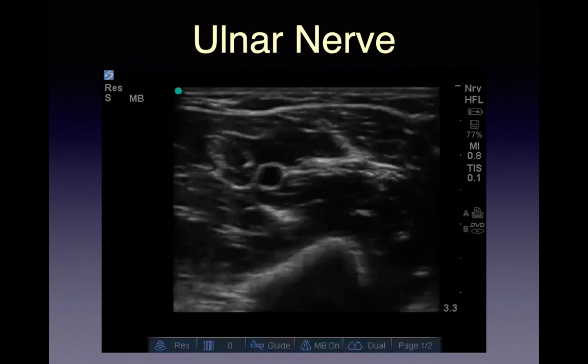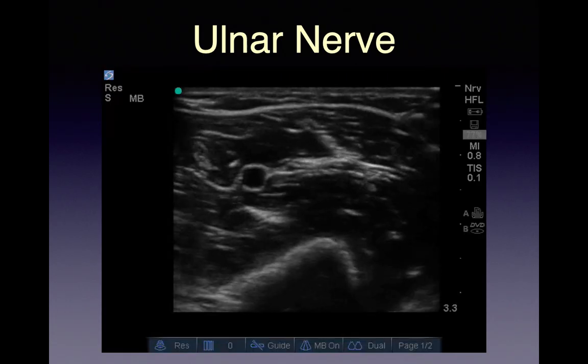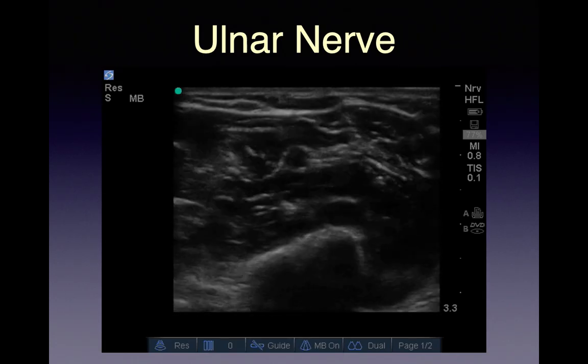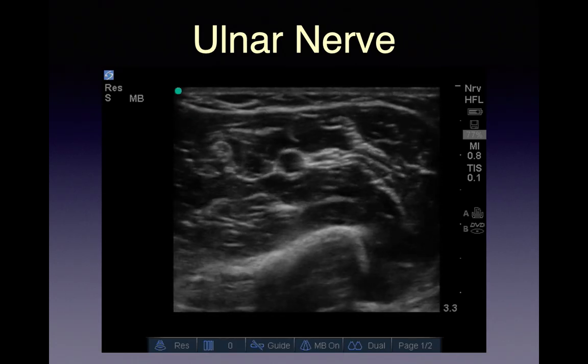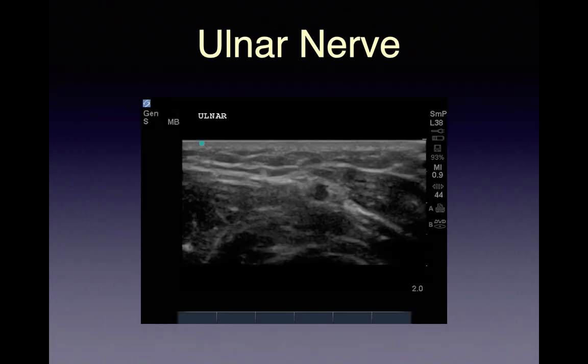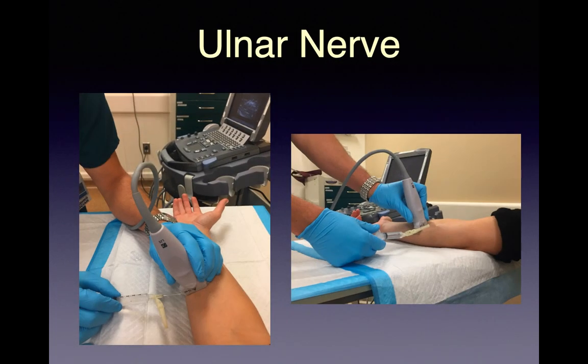Here is a video clip of the ulnar nerve as it courses through the forearm. Here's another still image of the ulnar nerve adjacent to the ulnar artery. Here I have two pictures of the typical approach to the ulnar nerve. A majority of the time you will approach the ulnar nerve from the ulnar or medial side of the forearm.